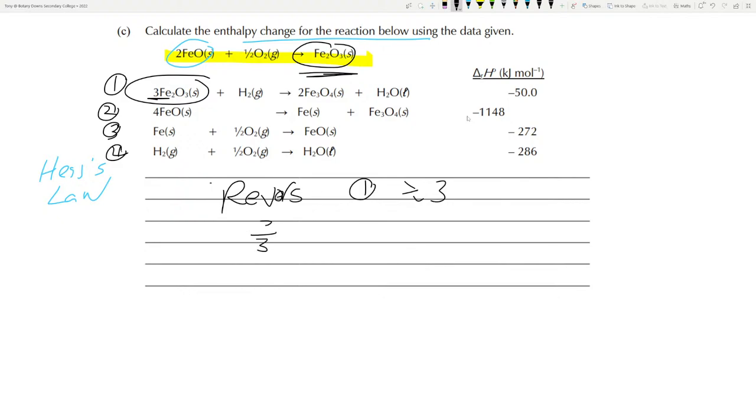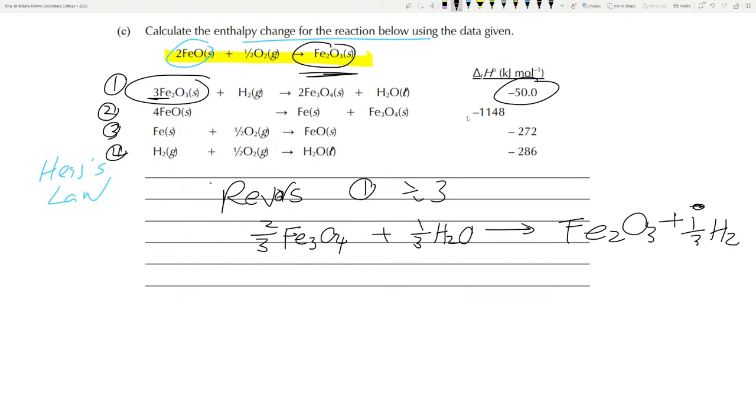So this will be 2 over 3 Fe3O4 plus... oh my god, it's that question. I think this is our topic test. I see the 3 over 2s. It's giving me nightmares. This is just mathematically a really horrible question. And then this number is going to be positive 50 divided by 3, and you can figure that out.